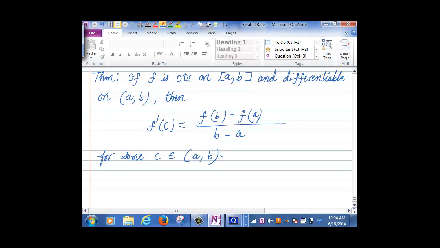So if f is a continuous function, differentiable function on the interval from a to b, differentiable means that the derivative exists at every point between a and b, then the instantaneous rate of change at c is the same as the average rate of change of f in that interval, right? Because you're evaluating the value of f at b, you're evaluating the value of f at a, you're subtracting and then dividing by the length of the interval. So that's the average rate of change of f in that interval.